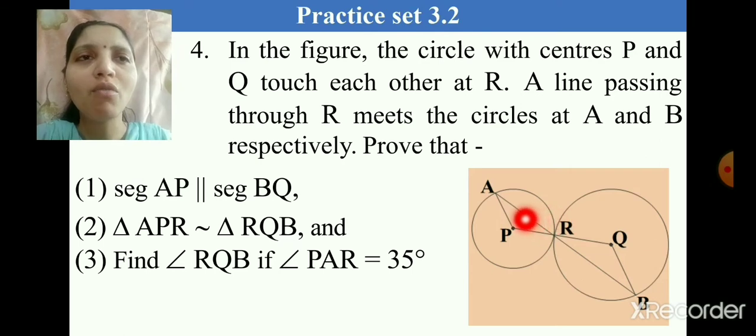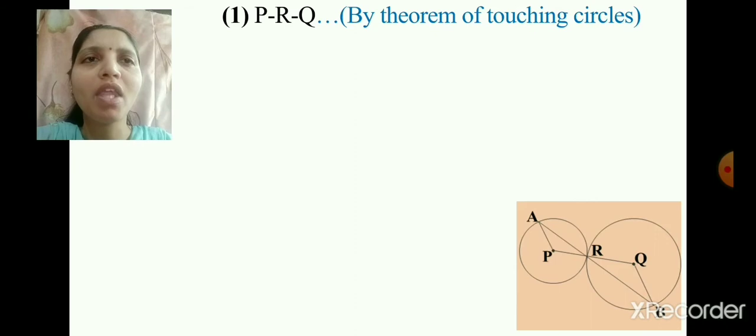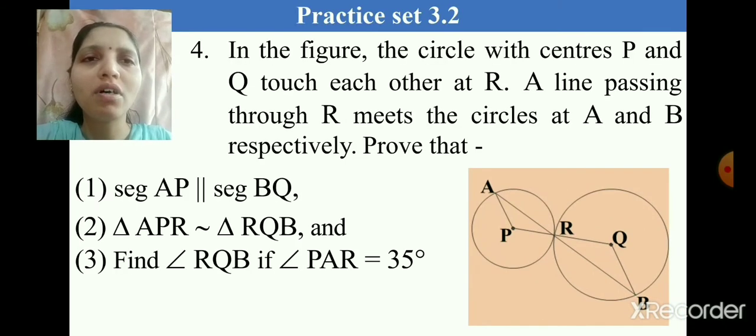What is given? Two circles are externally touching with the centers P and Q. A line passing through R meets the circles at point A and point B. So let's start with the first part. In the first part, what we have to prove is: segment AP is parallel to segment BQ.